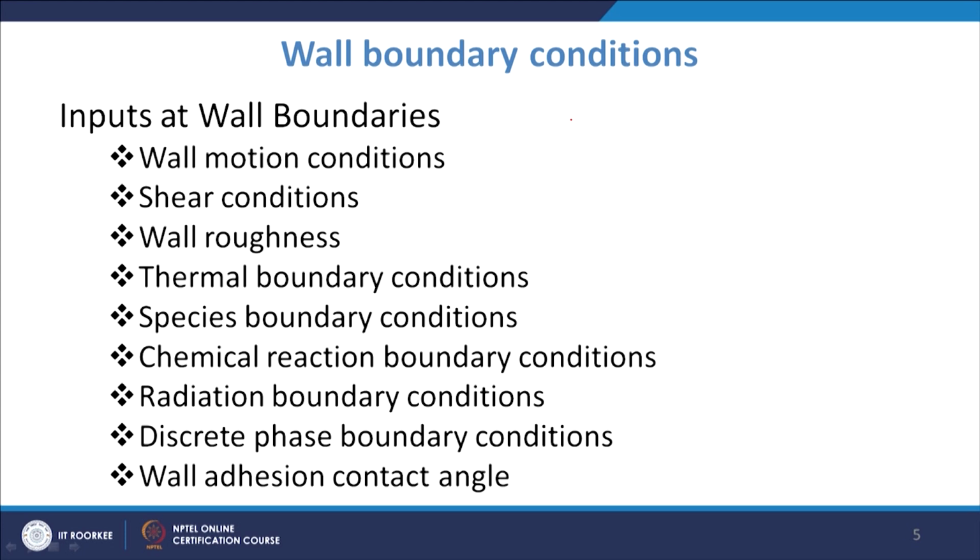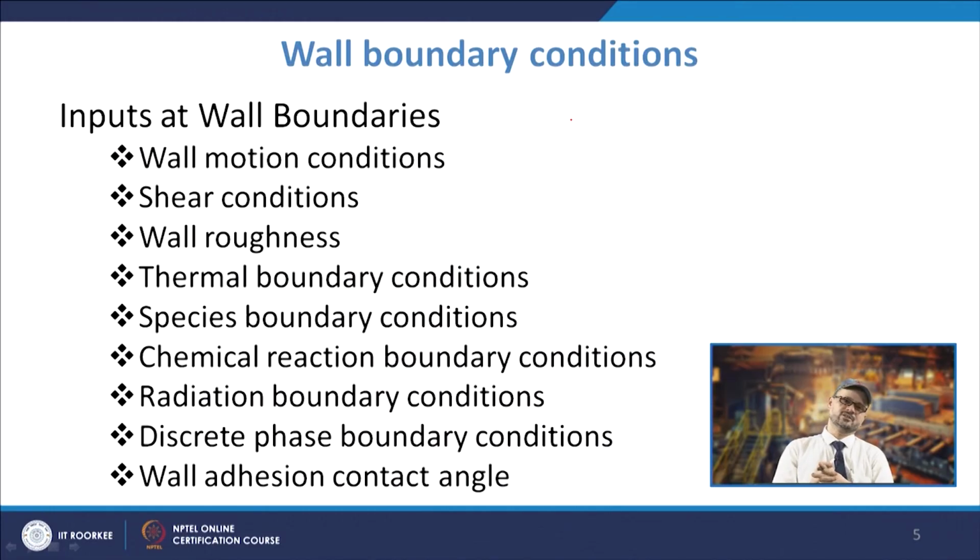So, you have the discrete phase boundary condition, and you have the wall adhesion contact angle. These are the different kinds of boundary conditions for different cases. Like in chemical reaction, you can have a condition at the wall also, whether the reaction is taking place at the wall. For the radiation boundary conditions, the wall properties need to be set, so what will be the radiation values and how they will be computed, you need to specify.